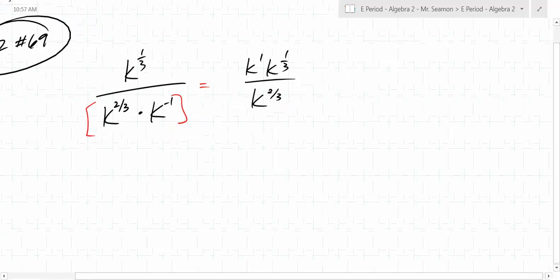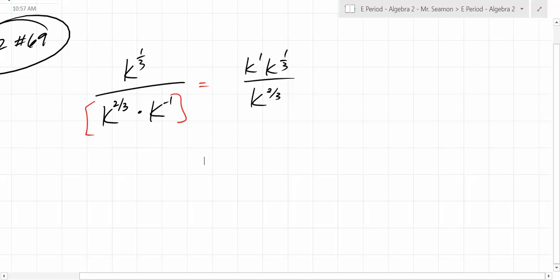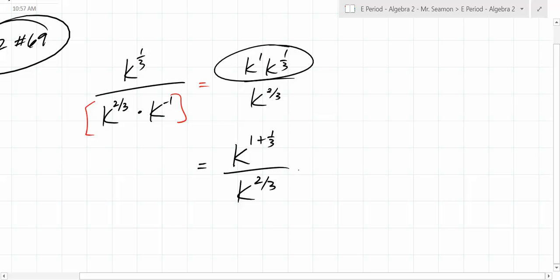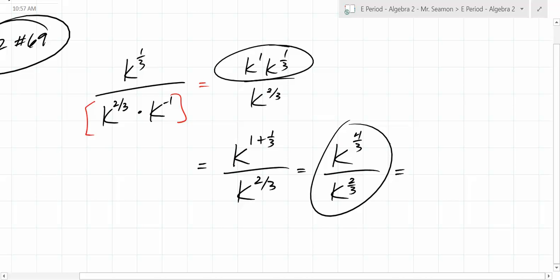Okay, what's next? Couldn't you just add k to the 1/3 over k to the 2/3? No, you can't. On top, you're multiplying them together. So what do you do with powers of powers? You add them. So that's going to be k to the first plus 1/3 over k to the 2/3. So it's going to be, hold on, k to the 4/3 over k to the 2/3. Now, when they're dividing, what do you do with the powers?